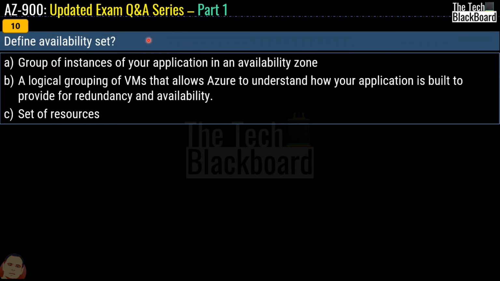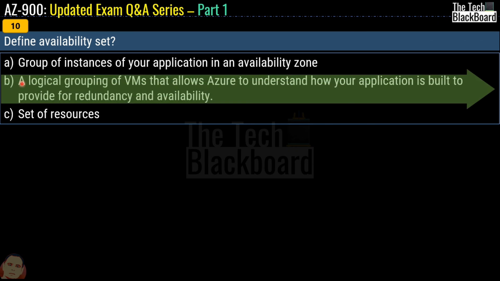And now here comes question number 10, and in this question you have to define availability set. You can see that we are given three choices, and out of these three choices the correct answer is option B. So availability set is a logical grouping of virtual machines that allows Azure to understand how your application is built to provide redundancy and availability.